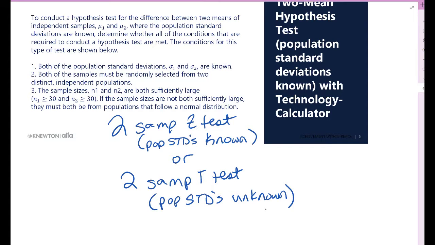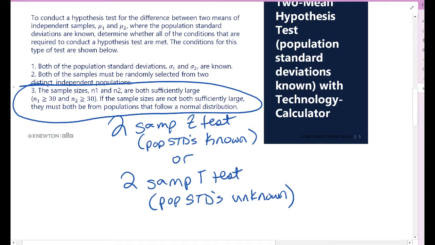And similar to the one sample variant of this, remember for the one sample z-test and the one sample t-test, we need n to either be bigger than 30 or we need it to have a normal distribution. Here we go. Same conditions. We need our sample sizes to either be both bigger than 30, or if they're not large enough, then we have to have a normal distribution for the population. So the conditions are still the same. All right.